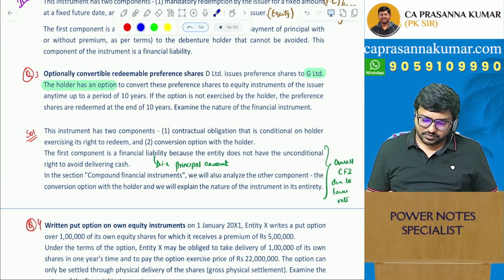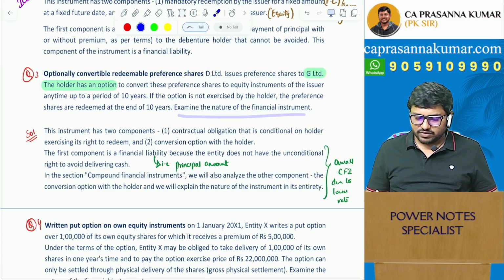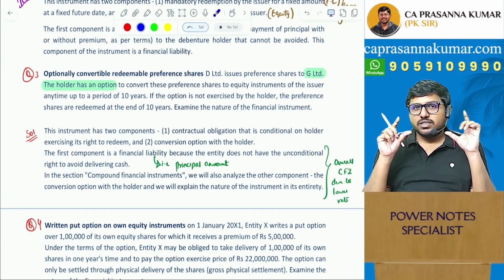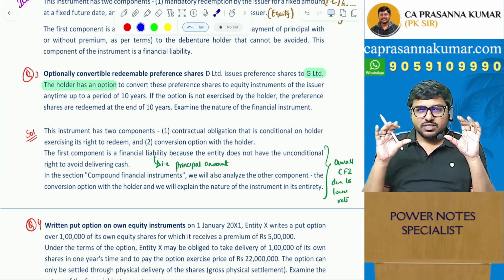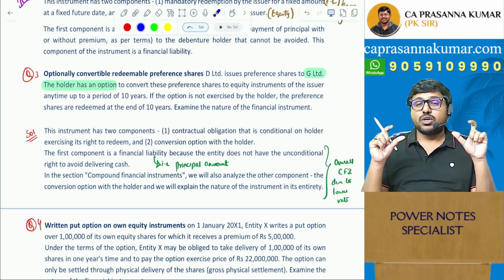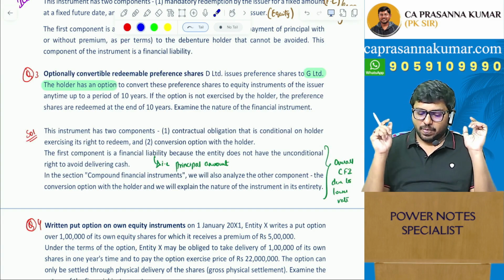Okay. If the option is not exercised by the holder, that is G Limited, the preference shares are redeemed at the end of 10 years. Examine the nature of the financial instrument. This is where I gave you an important sentence, saying this is PK Sir's hack. This entire standard is not about what usually happens, what most likely happens. It is about what can happen, right?